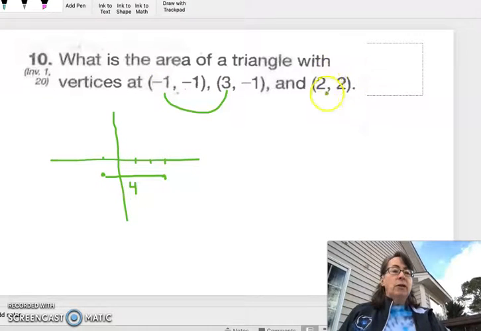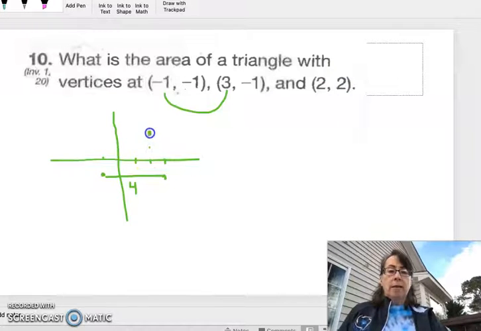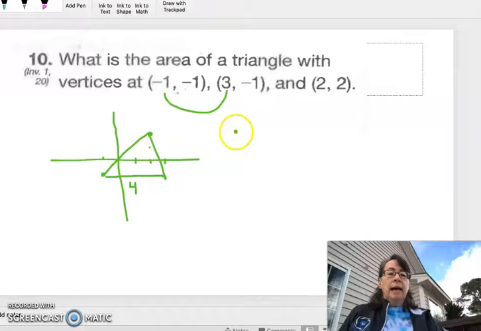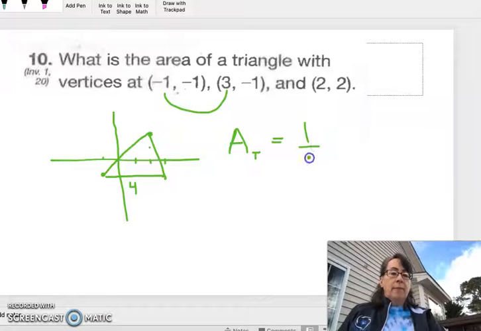Okay, and then 2, 2 is the other point. So 1, 2, up 2 is the third point of our triangle. And we're to find the area of this triangle, and the area of a triangle, so I'll put area with a little t there. Area of a triangle is 1/2 the length of the base times the height.